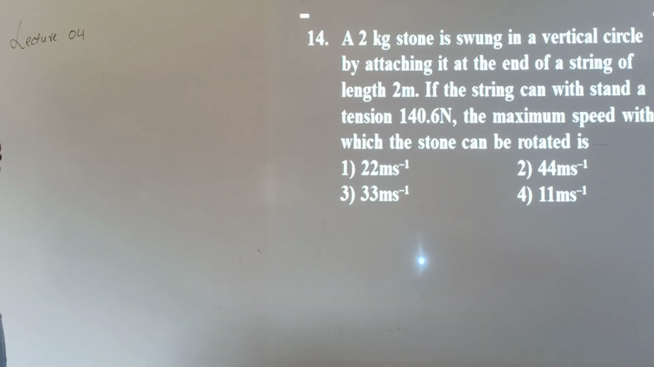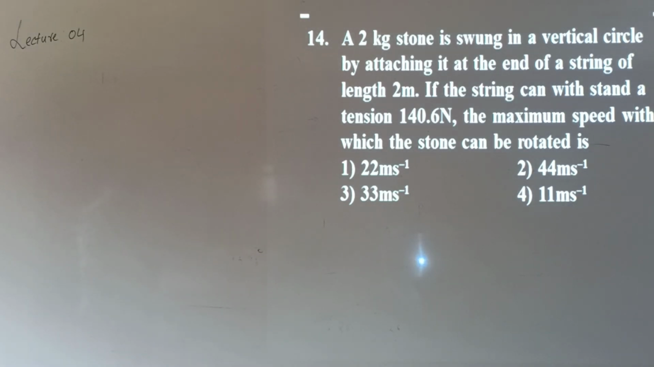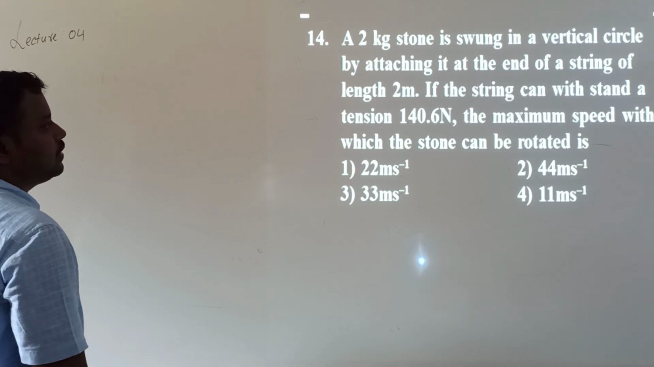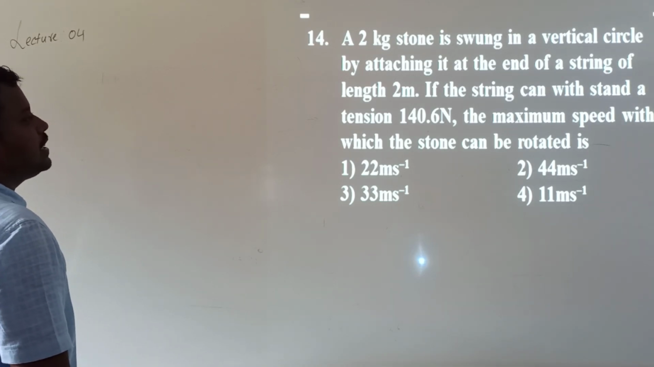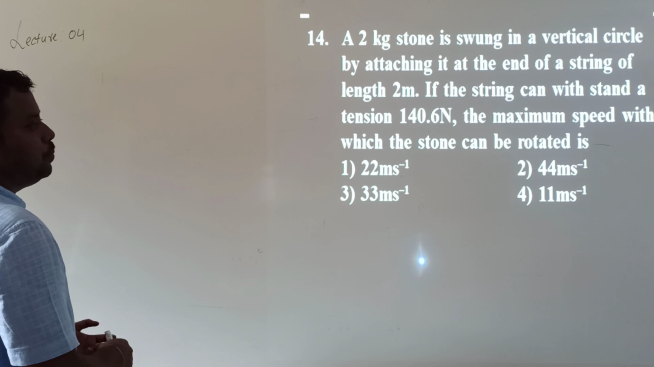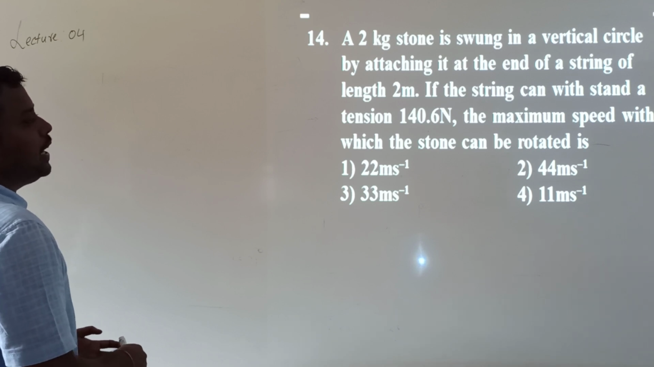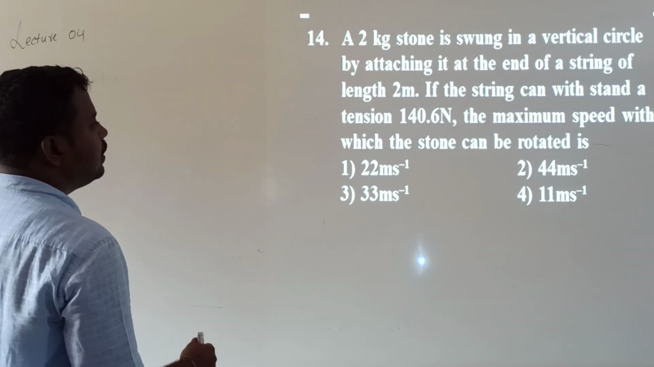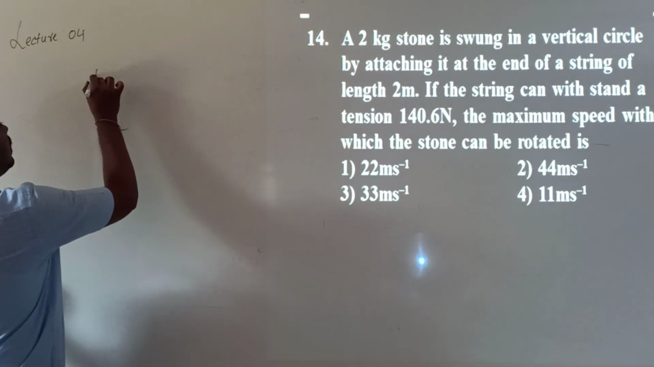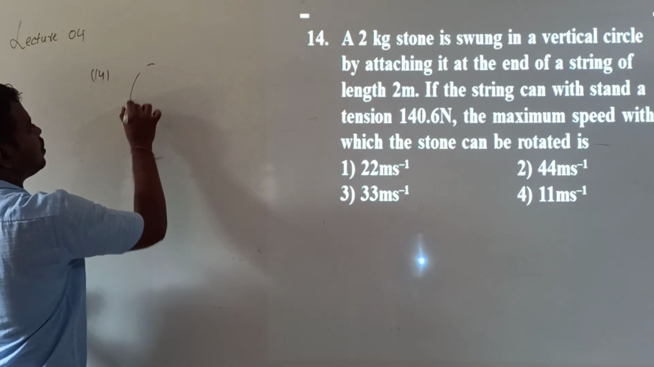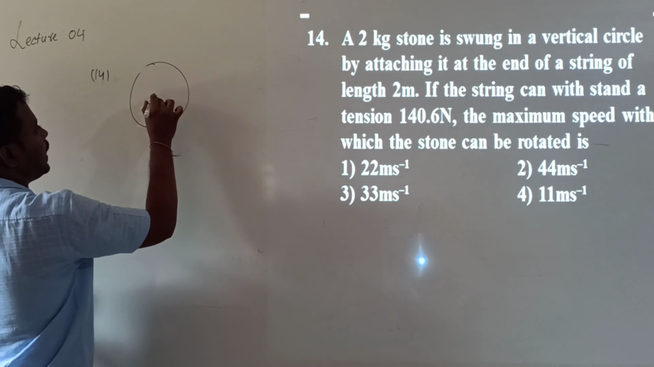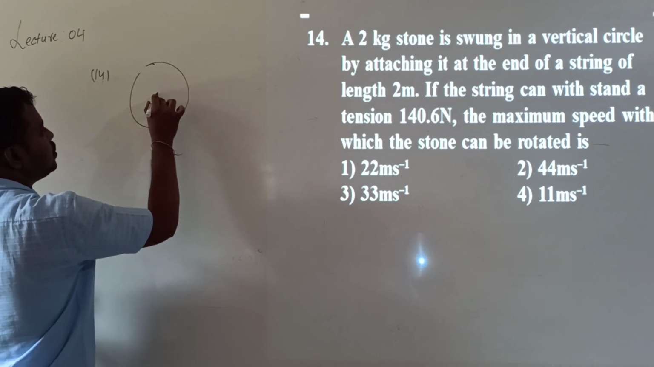A 2 kg stone is swung in a vertical circle by attaching it to the end of a string of length 2 meters. If the string can withstand a tension of 140.6 newtons, what is the maximum speed at which the stone can rotate? You know this: whenever a particle is executing vertical circular motion, the speed is maximum at the lowest point.